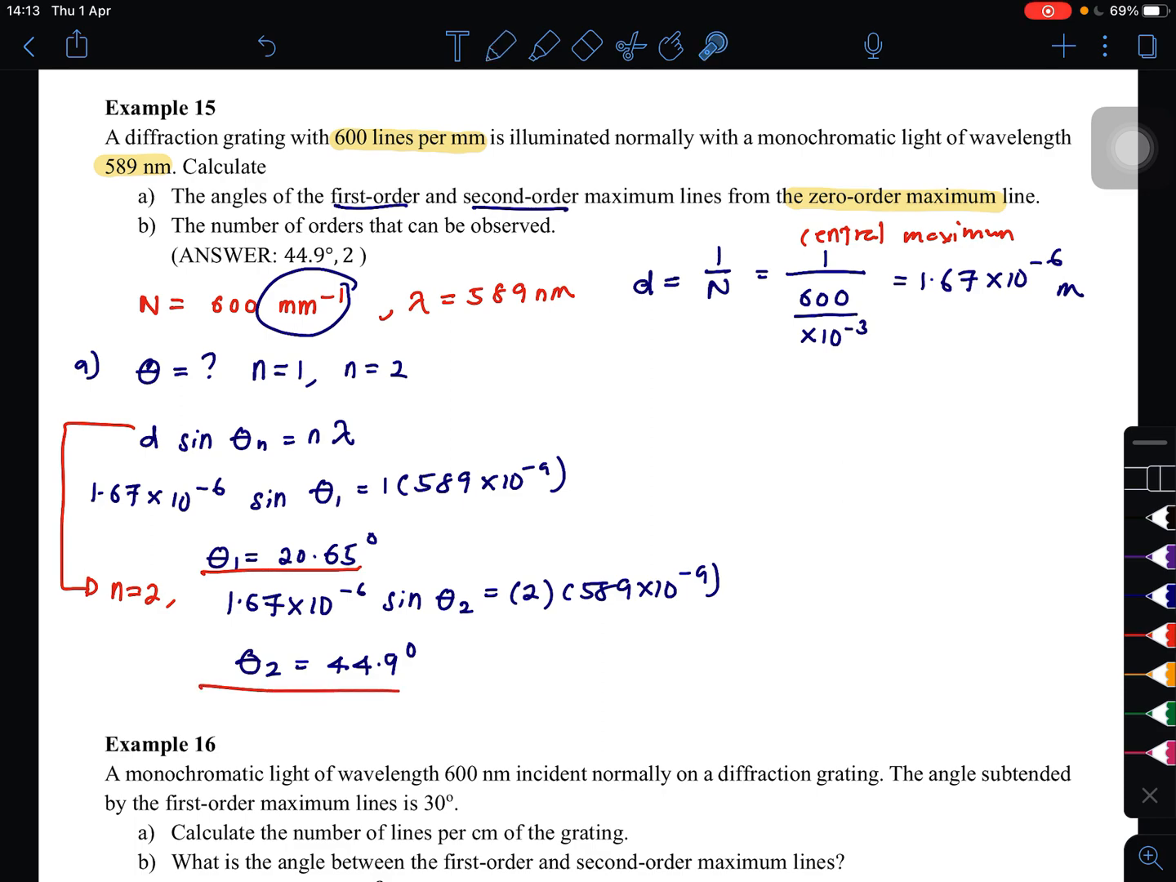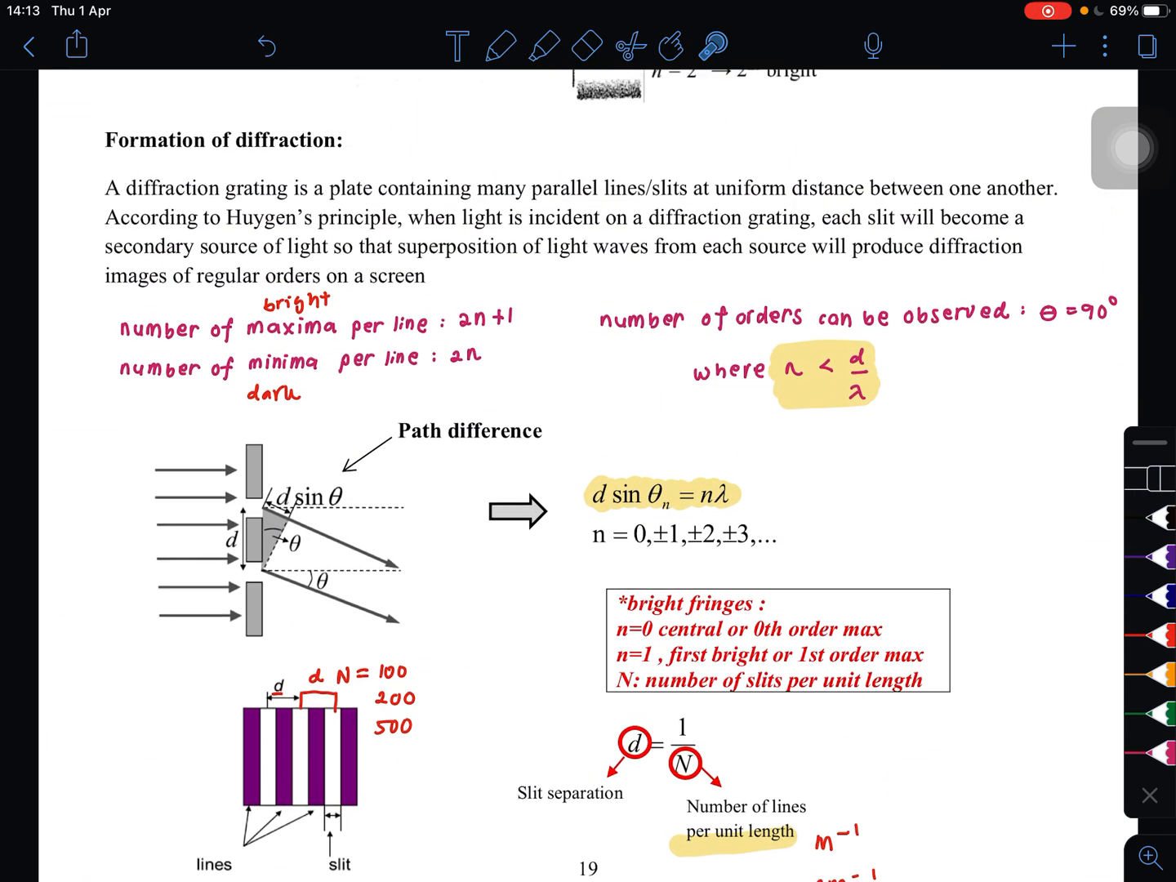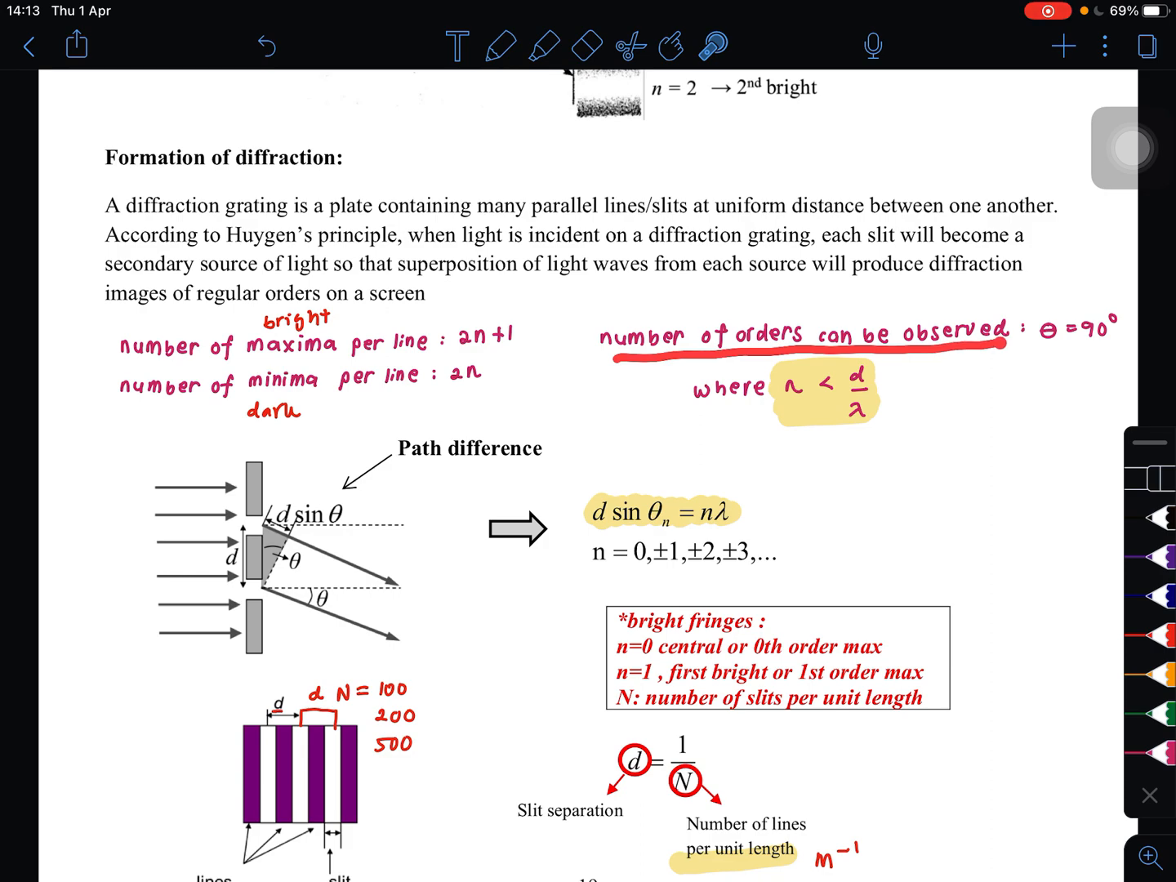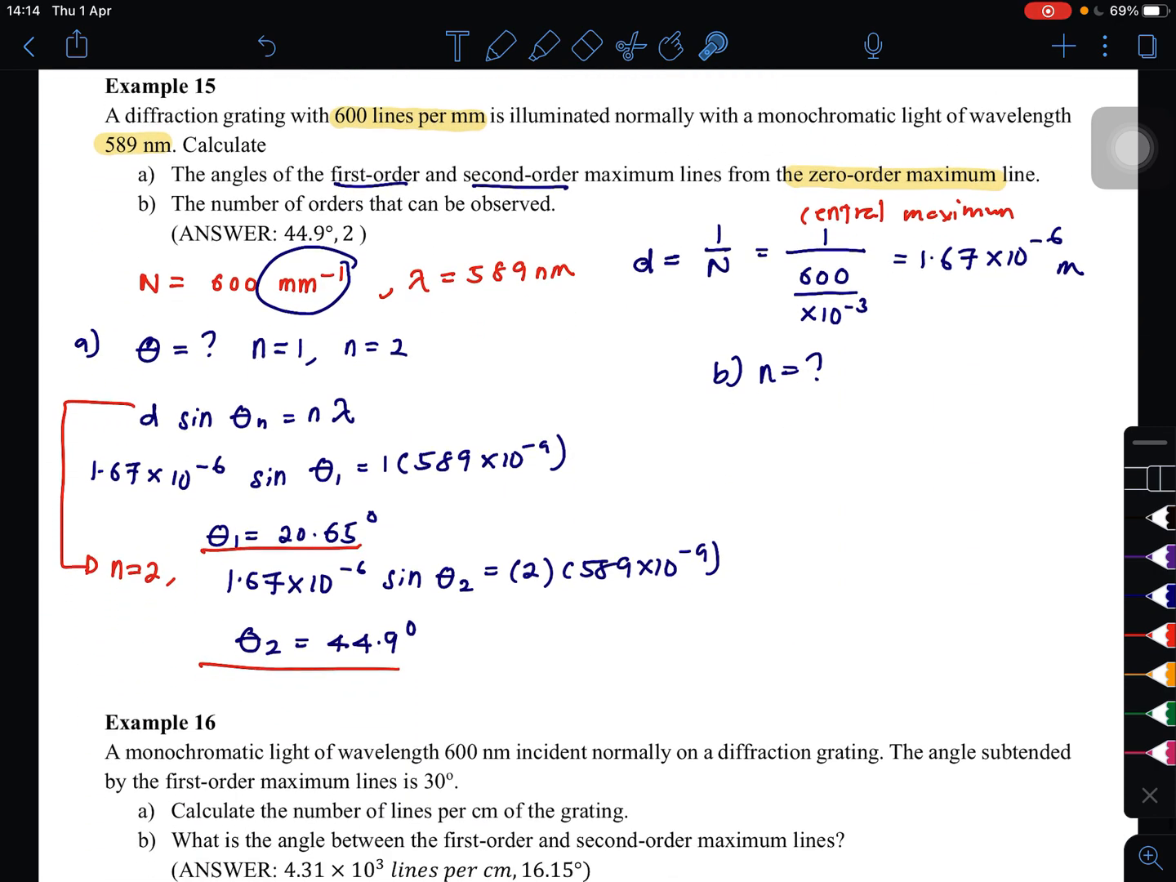And then the second one is the number of orders that can be observed. So number of orders adalah value for n, and then that can be observed. Okay, so remember before this I've mentioned, number of orders that can be observed is when angle is equal to 90 degree, di mana n must be less than d over lambda. So this one is when the angle is equal to 90 degrees.